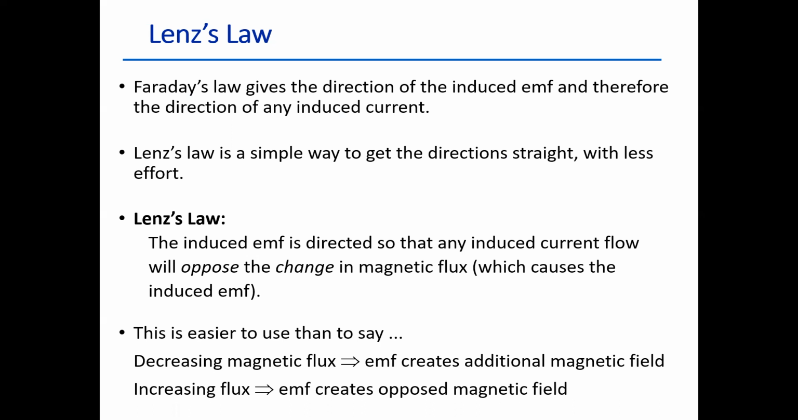So, when we have a scenario with a decreasing magnetic field, the EMF creates an additional magnetic field. While in a scenario with an increasing magnetic field, increasing flux, the EMF creates an opposite magnetic field. So in simple terms, Lenz's law predicts exactly how the direction of the field will go. It will always try to oppose the change in magnetic flux.